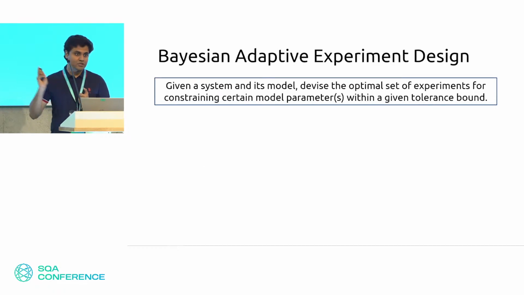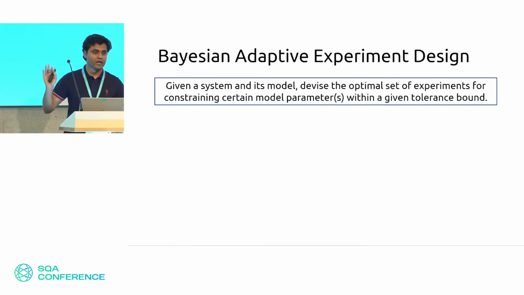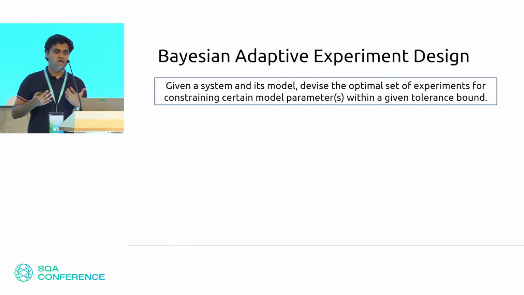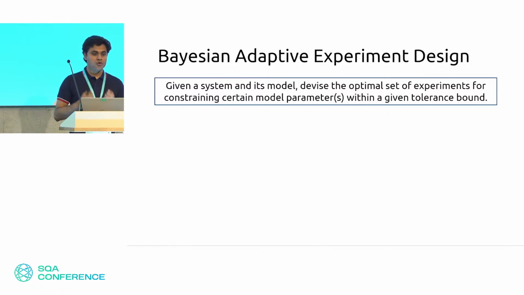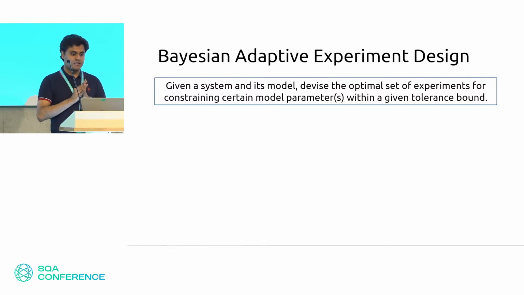So this is what I'm going to talk about today. I'll spend the next 5 to 10 minutes explaining what I mean, what the challenges are, and where we are with the implementation. So, Bayesian adaptive experiment design. Given a system with a model, we want to devise the optimal set of experiments that can constrain certain model parameters of that system within a given tolerance bound.